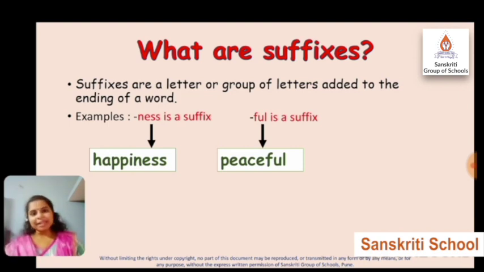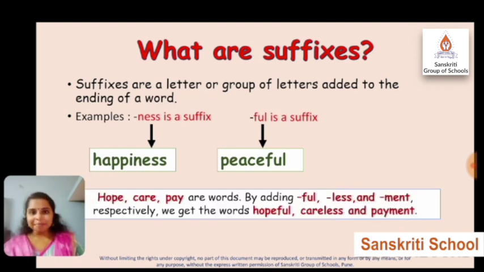For example, happiness, peaceful. So here ness is a suffix, and full is again a suffix. So ness means it is a state of something, a quality of something. So happiness means a state of being happy. Peaceful means full of. So peaceful means full of peace. So each suffix has its own meaning. Understood, children?